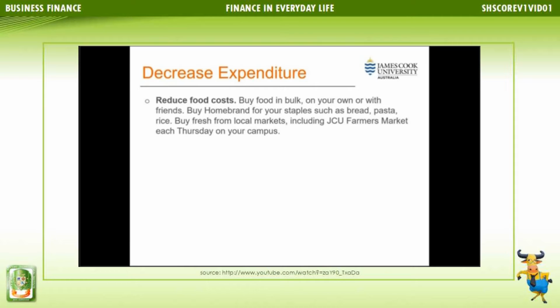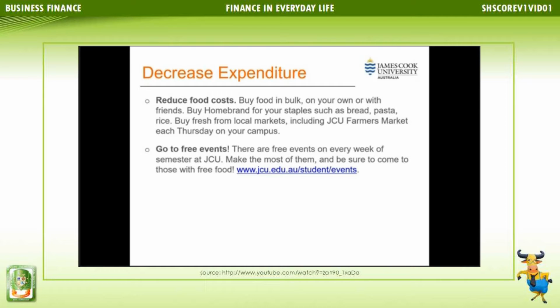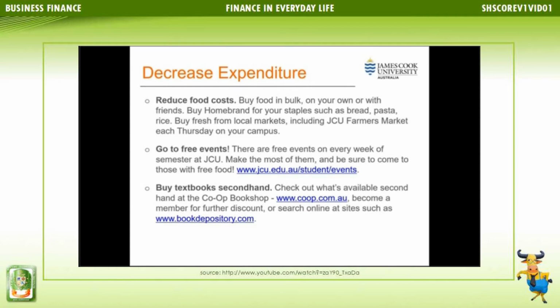Reduce food costs by buying food in bulk, buying home brand for staples, and buying fresh from local markets, including from JCU Farmers Market each Thursday on your campus. Check out free events on the JCU website, especially those with free food. Buy textbooks second-hand, online or at the co-op bookshop. Buy second-hand household items from online sites such as Buy, Swap and Sell and Gumtree.